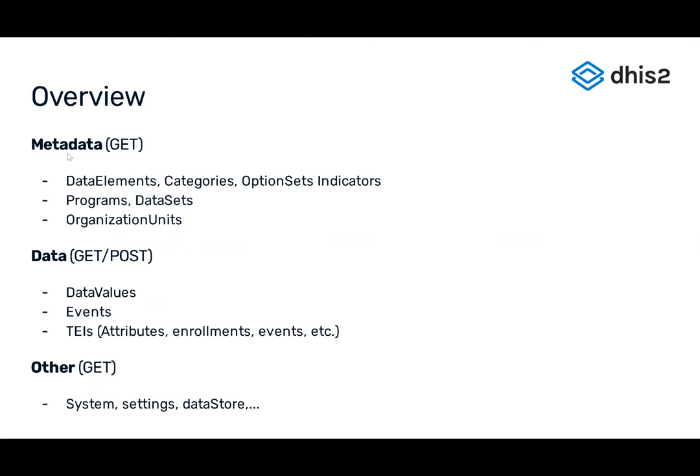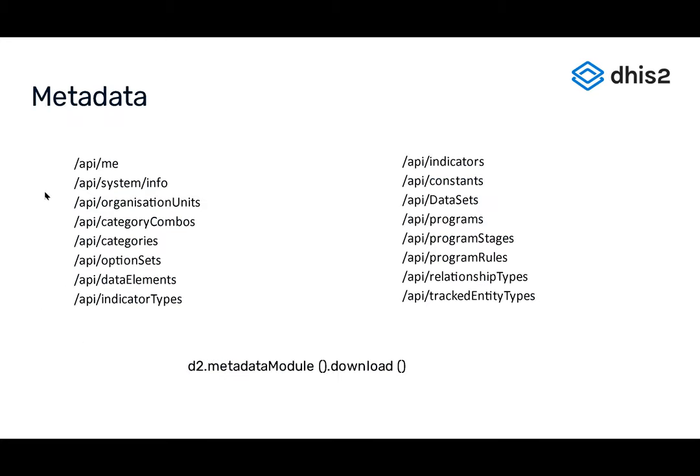So for metadata in the SDK, we are only using GET. That means that in Android we are not allowing posting metadata. That's not allowed, only GET for data elements, categories, programs, organization units, and so forth. And for data, of course, we allow the POST, otherwise it doesn't make sense. We are supporting the three models of DHIS2 data values: aggregated data, events for single events with no registration, and tracker.